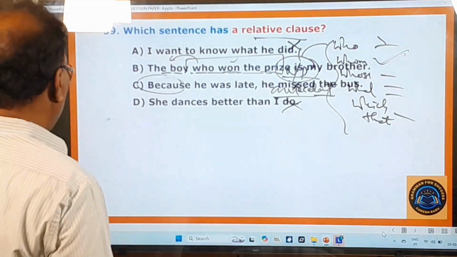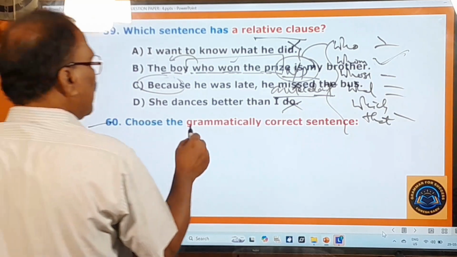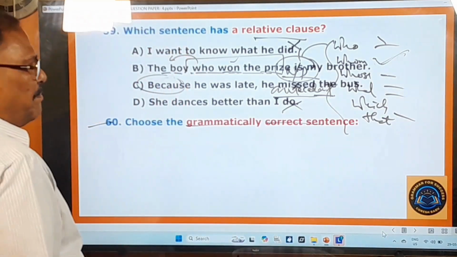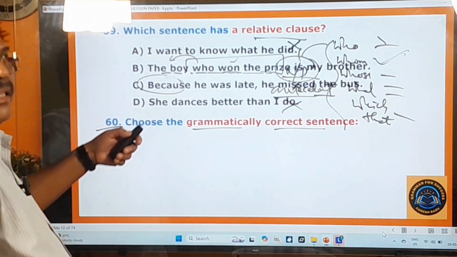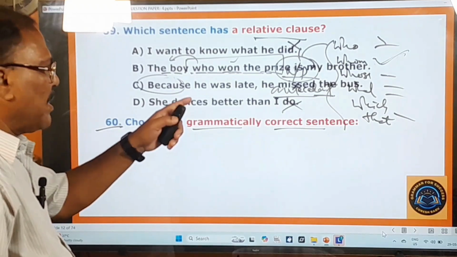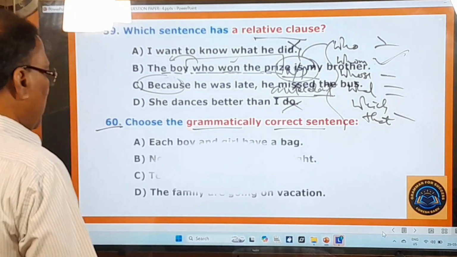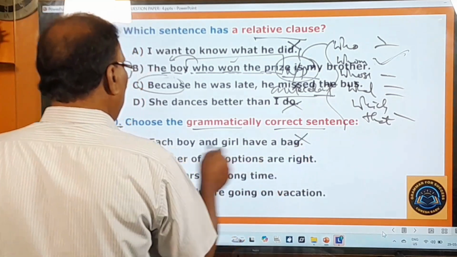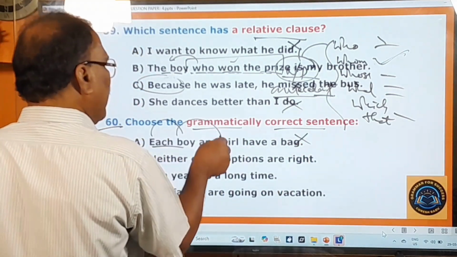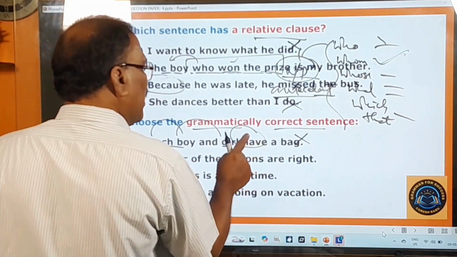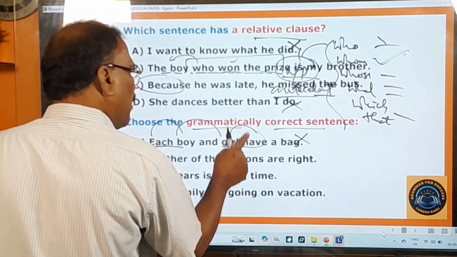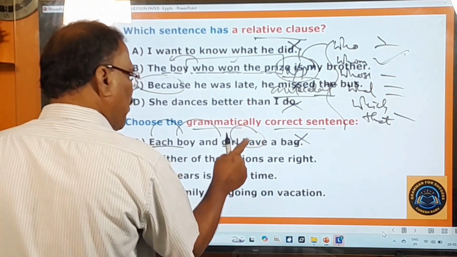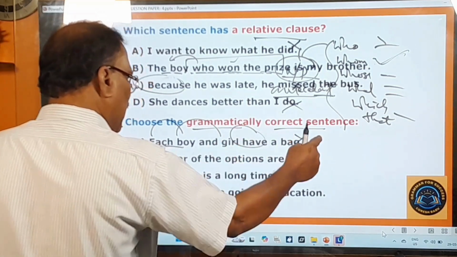Right, you go to the next question. 60th one. Choose the grammatically correct sentence. What is the sentence in the given options that is grammatically correct? Let us look at the options given. Each boy and girl have a bag. No, when you say each boy and each girl, only a singular helping verb must be used, but here a plural helping verb is used, and therefore this sentence is wrong.